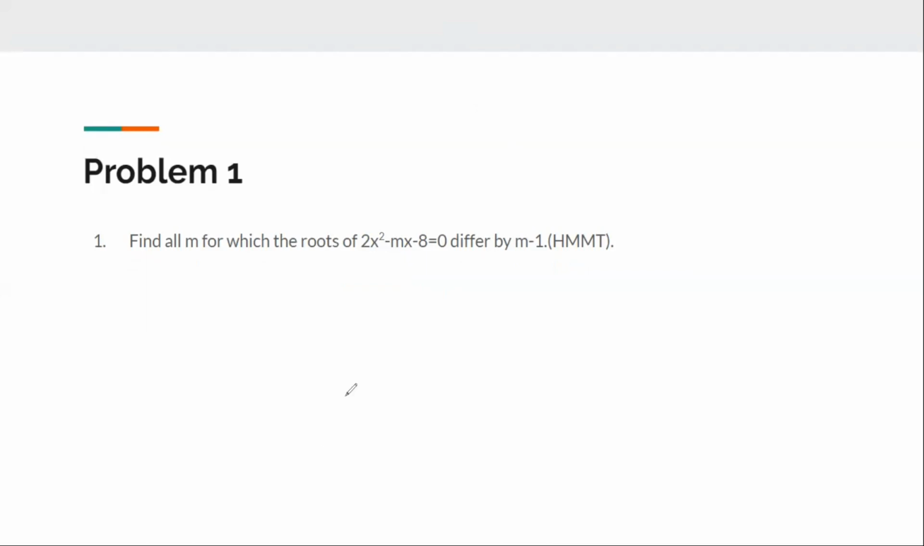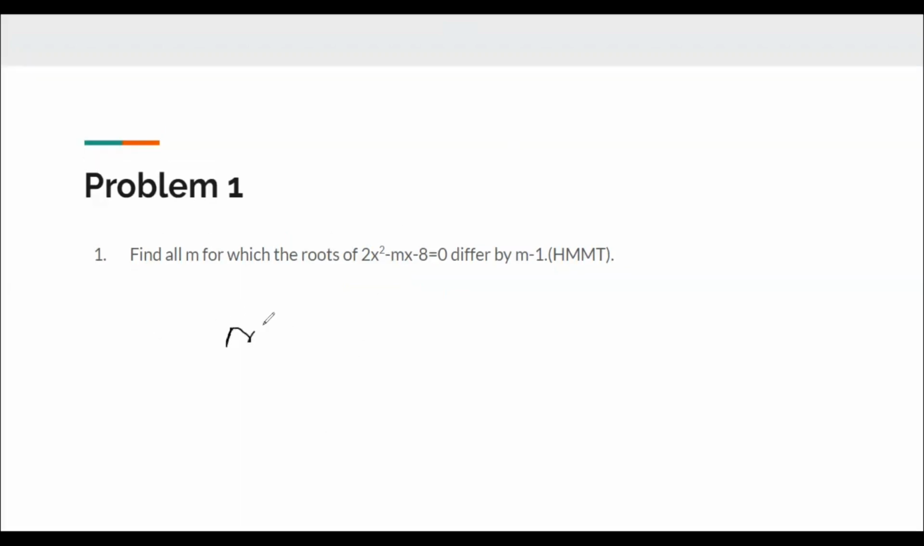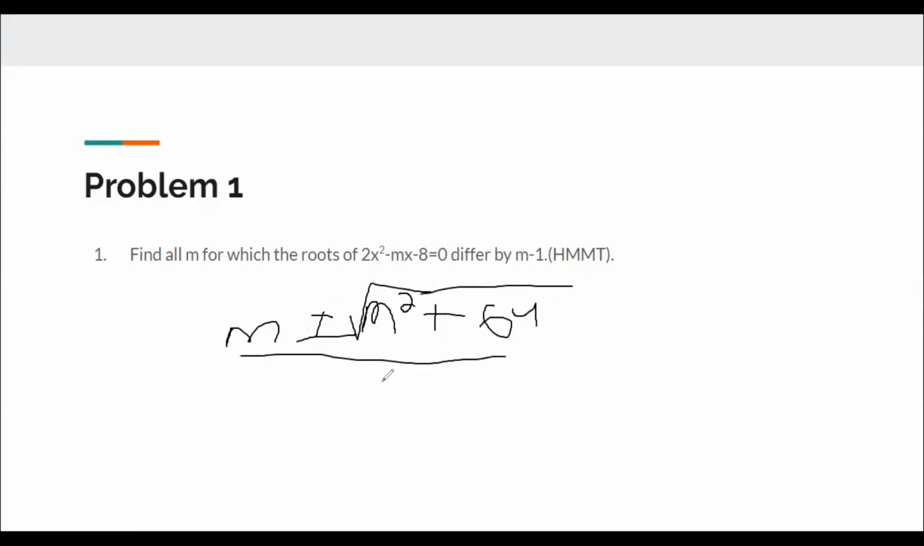We use the quadratic formula, and we can write this as negative b, so m, plus or minus the square root of b squared, which will be m squared in this case, minus 4ac, which will be negative 4 times negative 8 times 2. So that will be plus 64, and then all over 2a, so that's just going to be 4. So those are our roots: m plus the square root of m squared plus 64, and m minus the square root of m squared plus 64, all over 4.